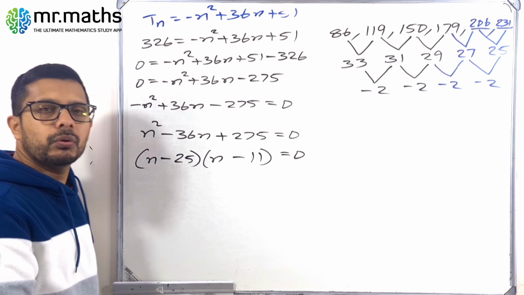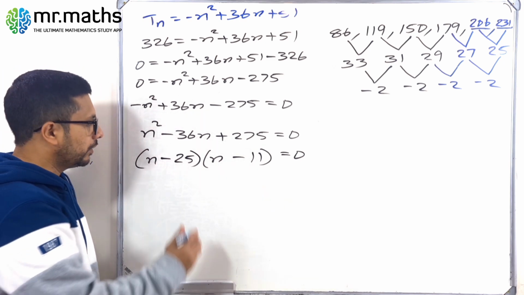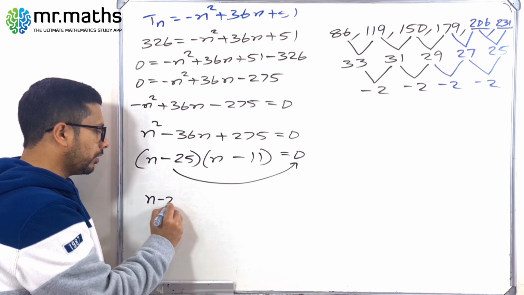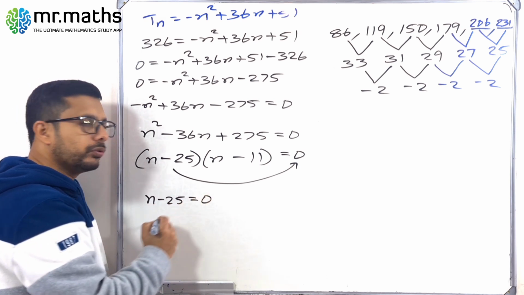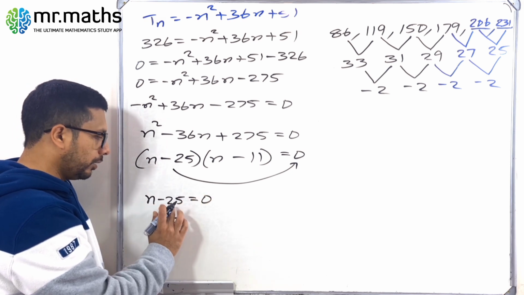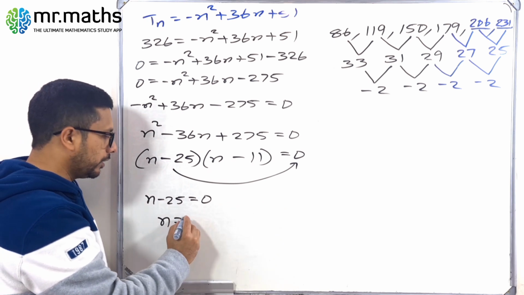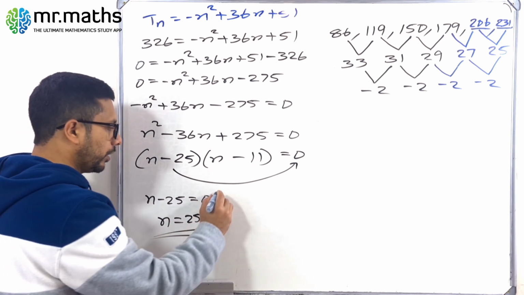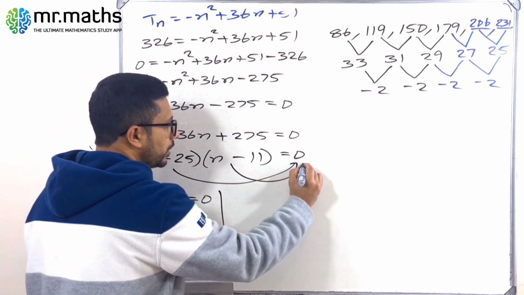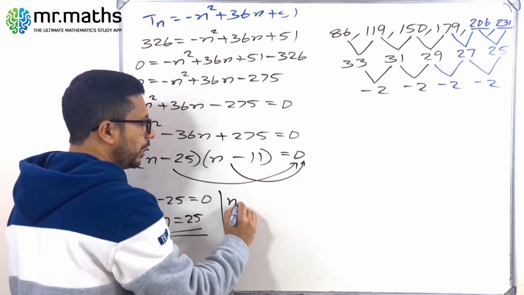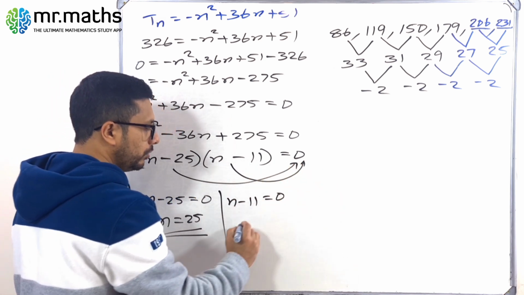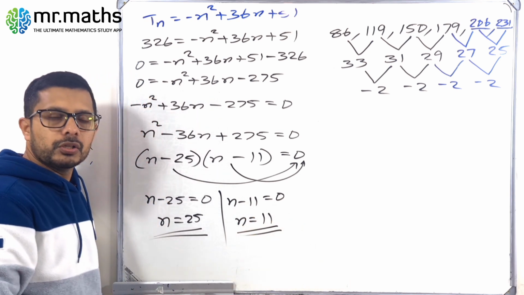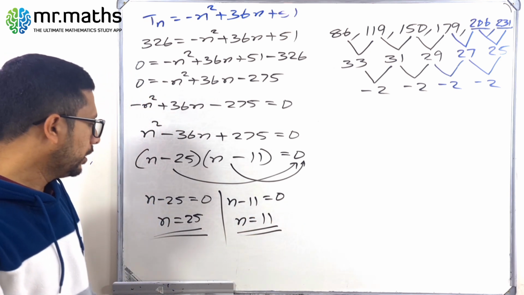Okay. So now what are the values of n? Here, first n minus 25 is equal to 0. So what is n? This minus 25, on the other side it is positive 25. So we got the value of n as 25. Then the second value, this one is equal to 0. That means n minus 11 is equal to 0. So what is n? n is equal to positive 11. So we got two values of n.